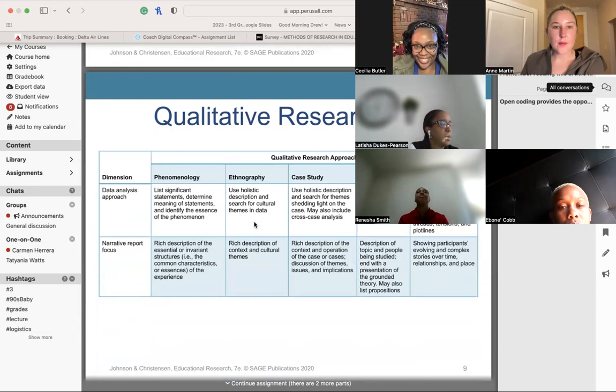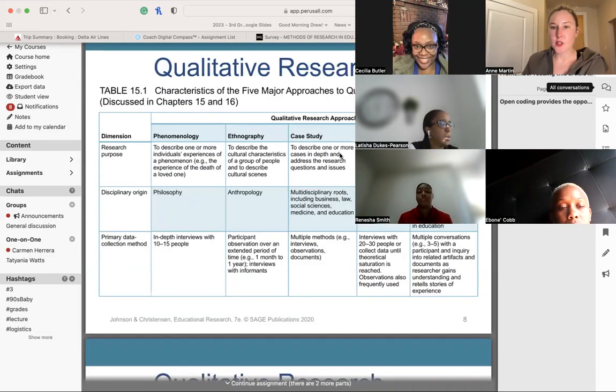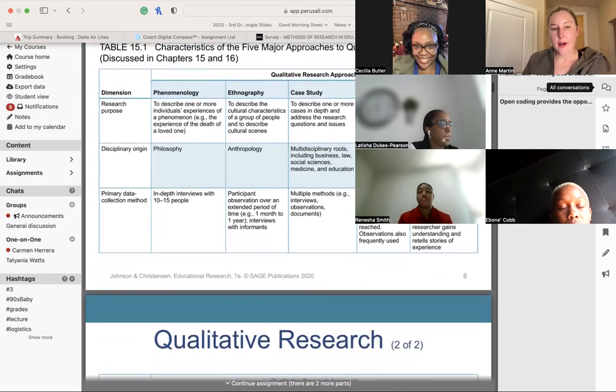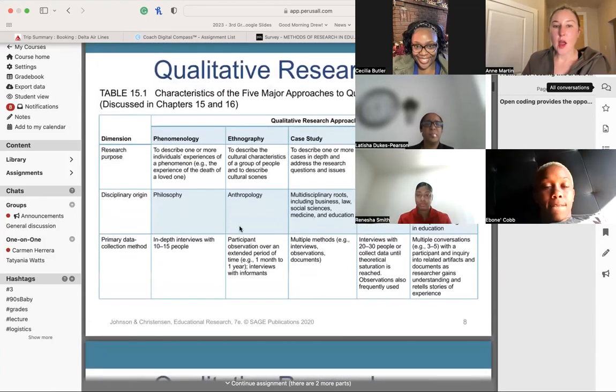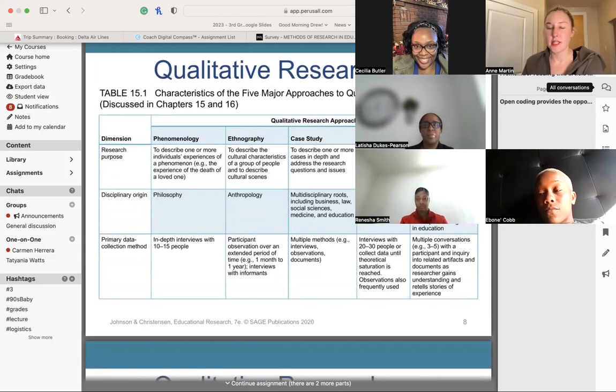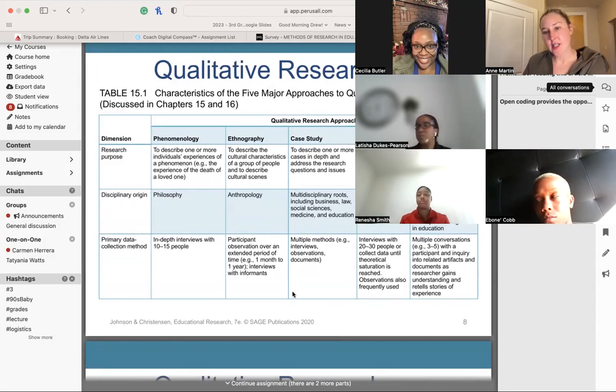Okay, so with this table, your research purpose is here, and then the data collection that is used for this. As you can see, most of them use interviews. Ethnography is participant observation. Again, the researcher is going to immerse themselves in that context and be going to that site on a very frequent basis. And then case study is going to have multiple methods.